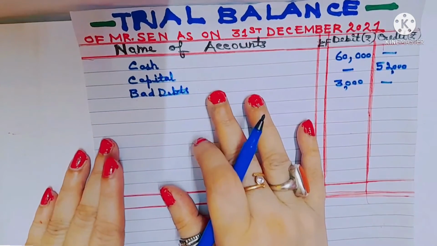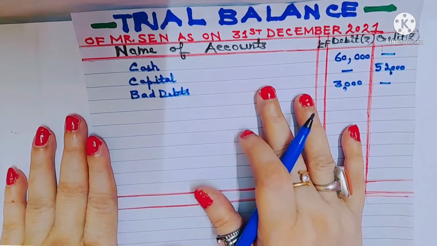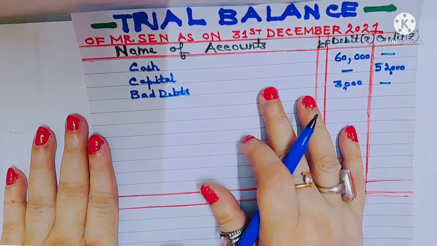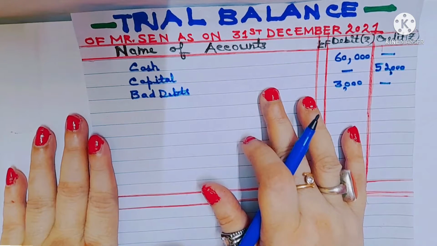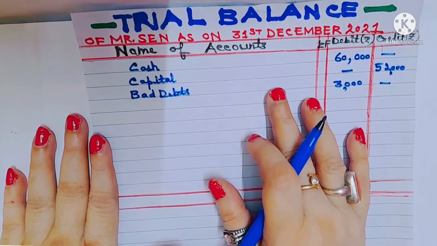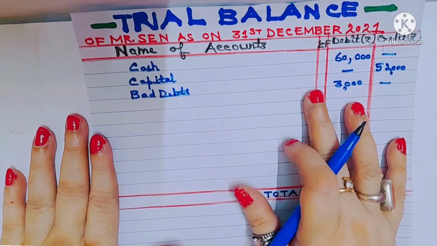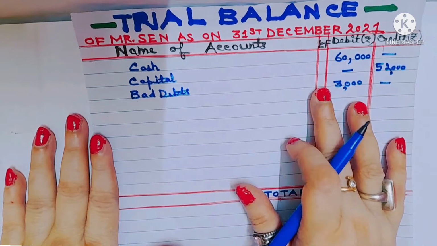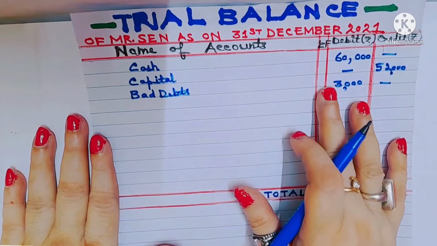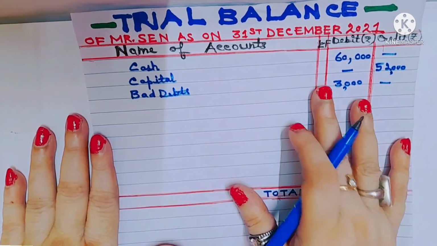What is bad debts? I've already told you when I was doing journal entries for bad debts and bad debts recovered. Let me tell you once again. Bad debts is a loss from the point of view of the business because when the goods are sold to a customer on credit, the money cannot be recovered from him due to his insolvency. So bad debts is a loss for the business. According to nominal account, all losses and expenses are debited. So bad debts will be debited. Understood? Let's see the next account.